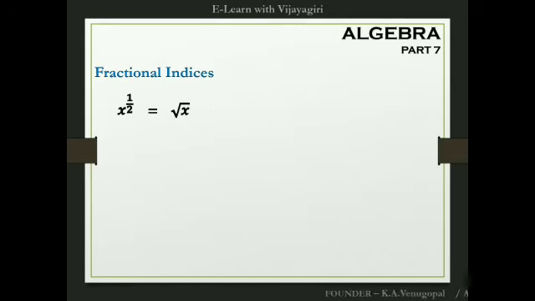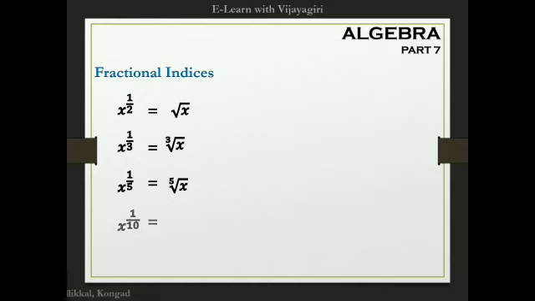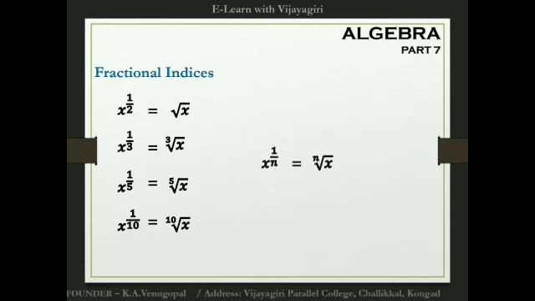At first we got x to the power 1 by 2 equal to root x, then we got x to the power 1 by 3 equal to cube root x, and if we follow in a similar way, we will get x to the power 1 by 5 as fifth root x, and x to the power 1 by 10 as 10th root x. So we can generalize this, and it will be x to the power 1 by n equal to nth root x.